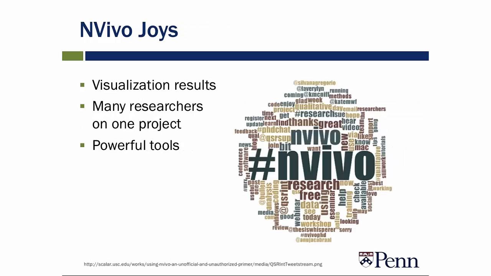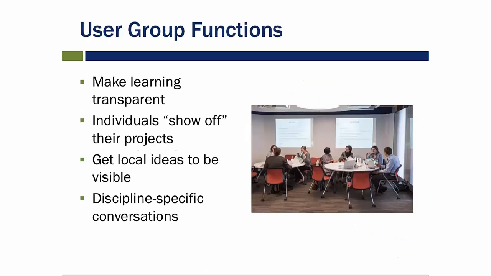Similarly, celebrating the joys is exceedingly important. What we try to emphasize in both the user group and the workshops is the power that NVivo has to show you the visualizations, the fact that many researchers can use NVivo on the same data, and the way that you can use the tools for so many different purposes. So just contrasting the challenges and the joys is a great way to bring librarians in as well as make it easier for researchers to see how the software might be useful to them.